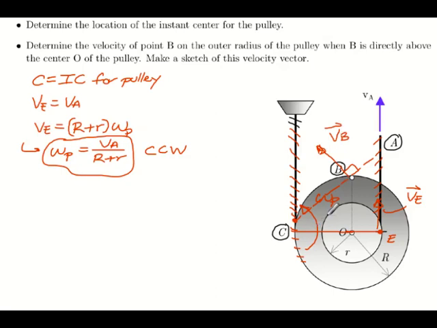I guess I didn't draw that line right. Let me try doing a better job on drawing that line. C is actually down here. So I draw a line between C and B. Perpendicular to that is VB. And so this is at a 45.